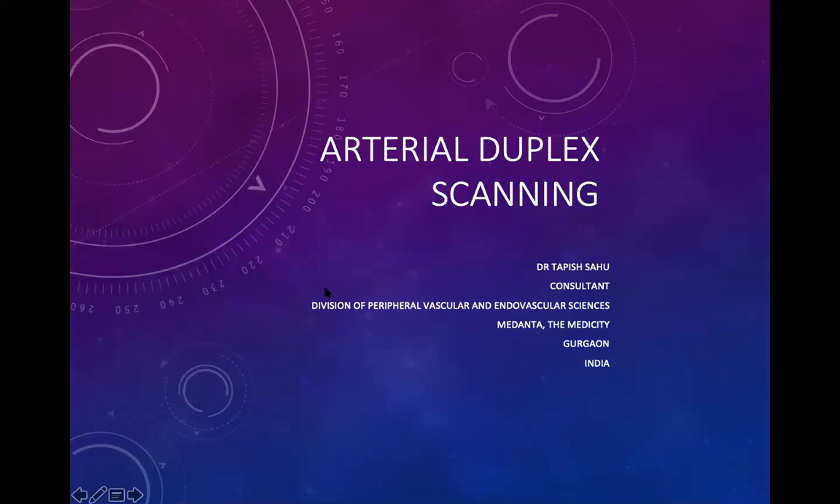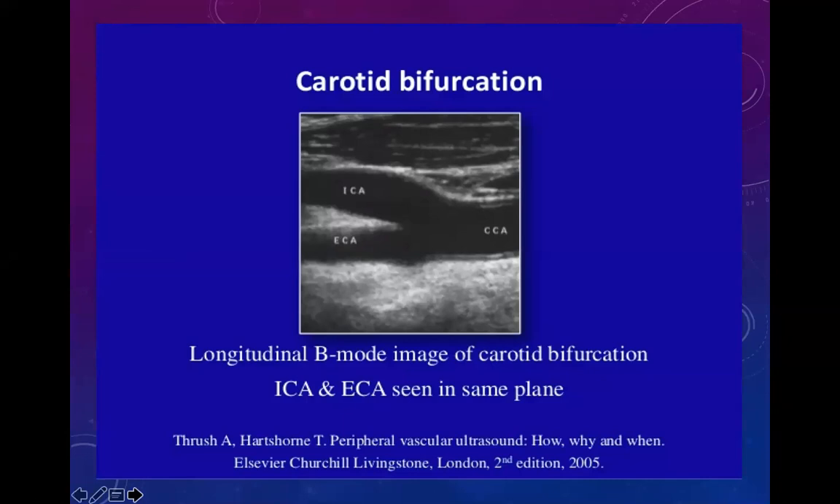So it is about the arterial Doppler scanning, and in this, we'll be talking first about the carotids. We won't go much into the detail about the vertebrals or any other neck vessels. We will focus mostly on the carotids. So this is how the carotid bifurcation looks normally. It can be a variant.